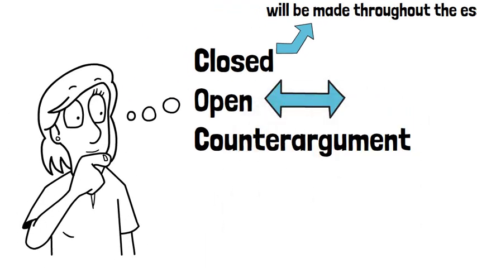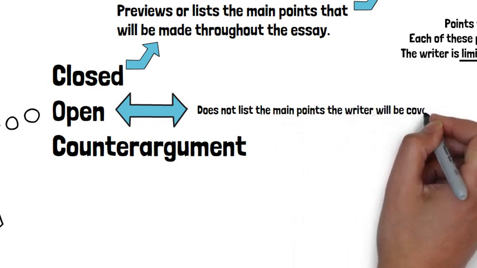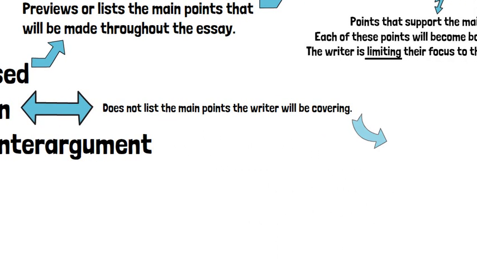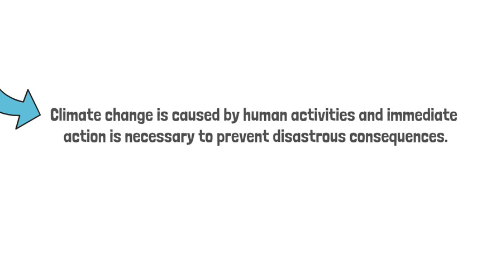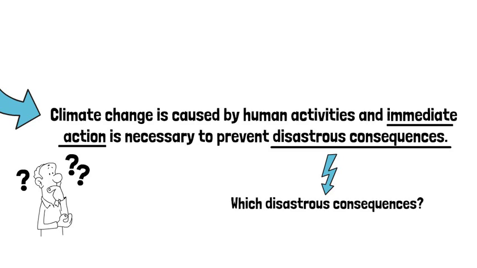An open thesis statement, on the other hand, does not list the main points the writer will be covering. Here's an example of an open thesis. Climate change is caused by human activities, and immediate action is necessary to prevent disastrous consequences. Now, what the writer means by immediate action is not specified in the thesis. Therefore, this is an open thesis.